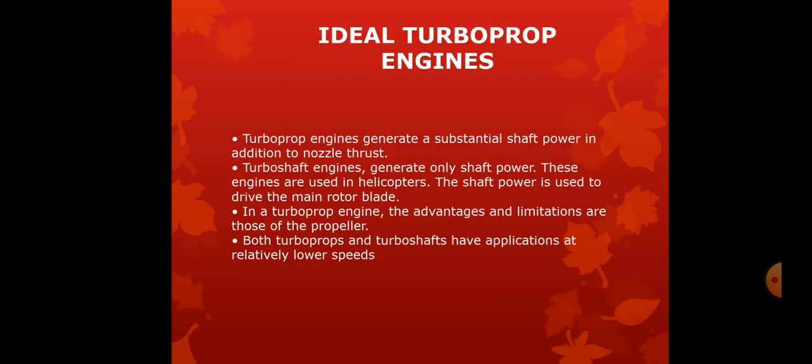Ideal turboprop engine. Turboprop engines generate substantial shaft power in addition to nozzle thrust. A turboshaft engine generates only shaft power. These engines are used in helicopters. The shaft power is used to drive the main rotor blades. In a turboprop engine, the advantages and the limitations are those of the propeller. Both turboprops and turboshafts have applications at relatively lower speeds.